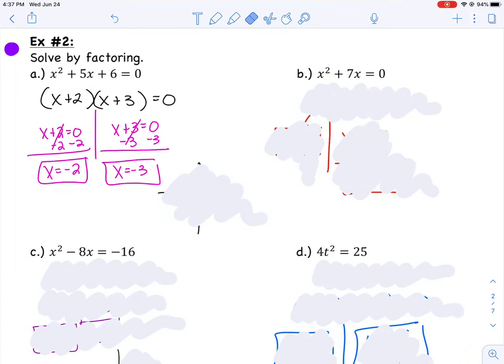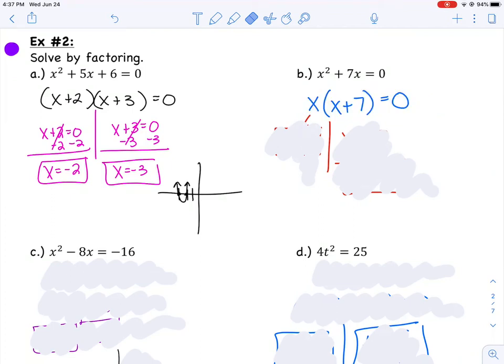If I were thinking about this graphically, what would it look like? Well, I know now it's going to touch on the x-axis at x equals negative 2 and x equals negative 3, and it's going to be a parabola looking something like that. Maybe not exactly, but maybe something like that. Let's look at B. B looks a little bit different. B is in order. Is there a GCF?